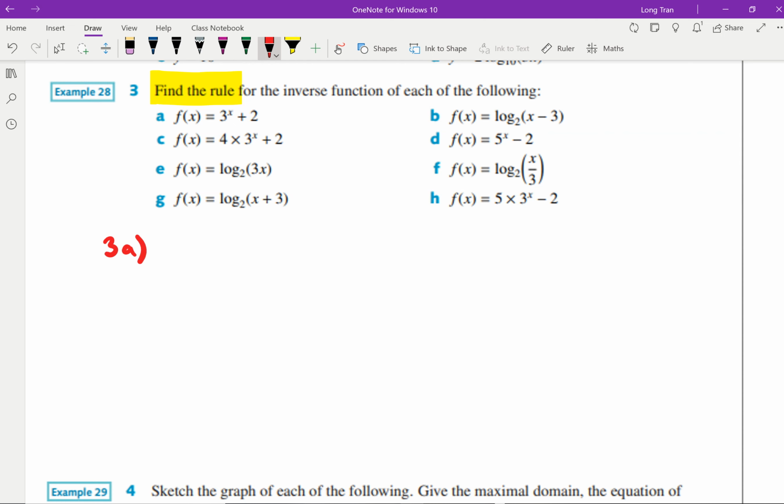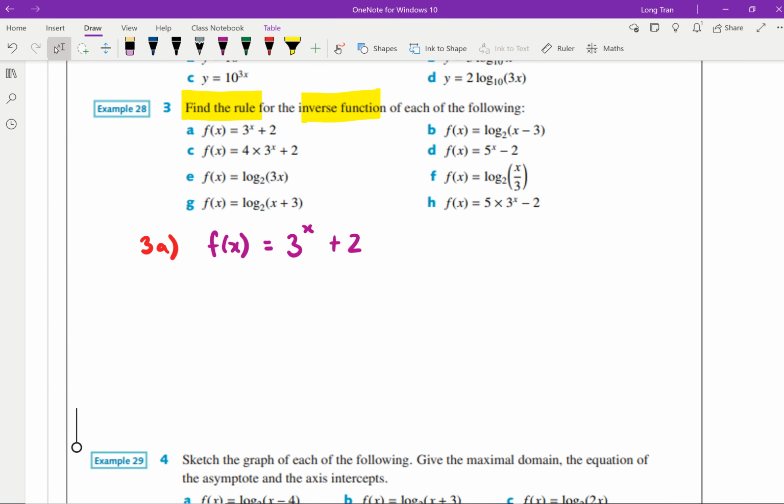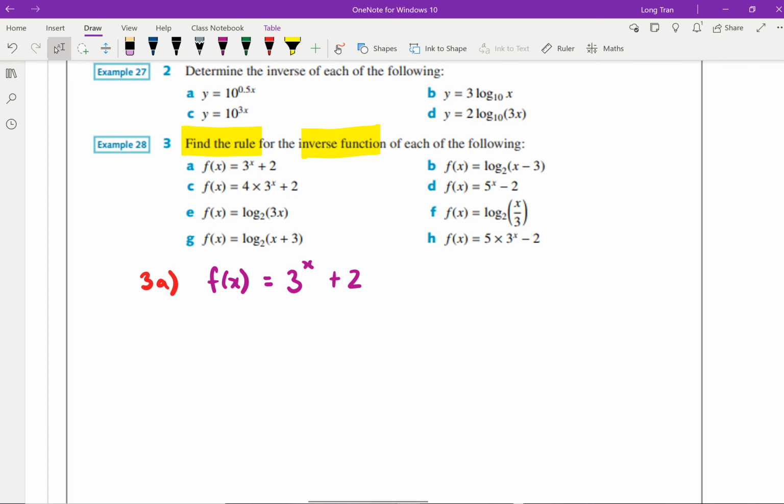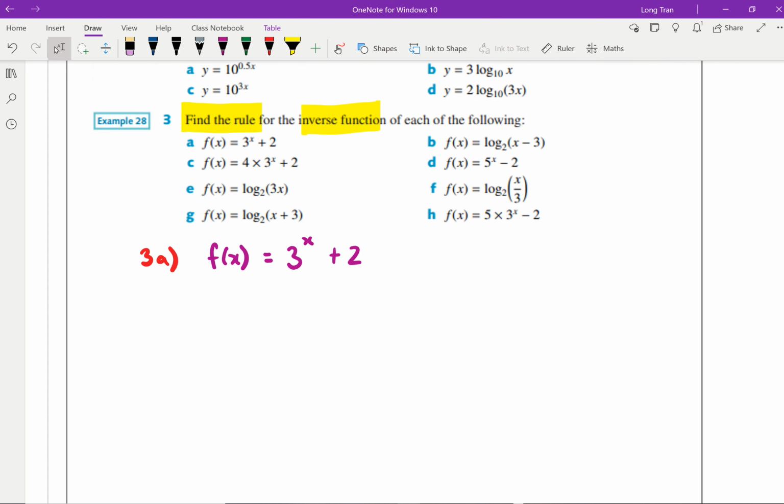3a, you've got the question, f of x is equal to 3 to the power of x plus 2. They want you to find the inverse function. So back at what you remember from last term, how do you find the inverse function again? What do you have to do? How do you find the inverse function? Yes, Dylan. y is equal to f of x first.